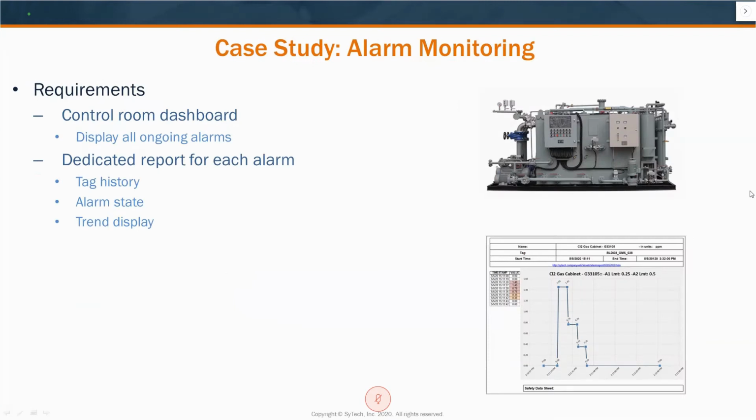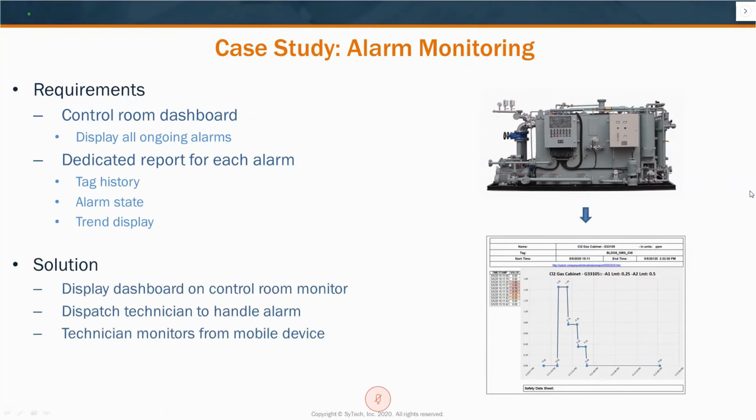The second case I'd like to talk about, this customer was a facilities manager at a pretty large academic university. He wanted to provide a couple of different views into the alarm data that was being logged by his plant historian. He wanted one view of the alarm system, which just displayed any and all ongoing alarms occurring in his process. And then for each of the alarms on that high-level dashboard, he wanted to generate a dedicated detailed report which showed things like the history of the relevant tags to the alarms, the history of the alarm states, and visualized that information on a trend display.